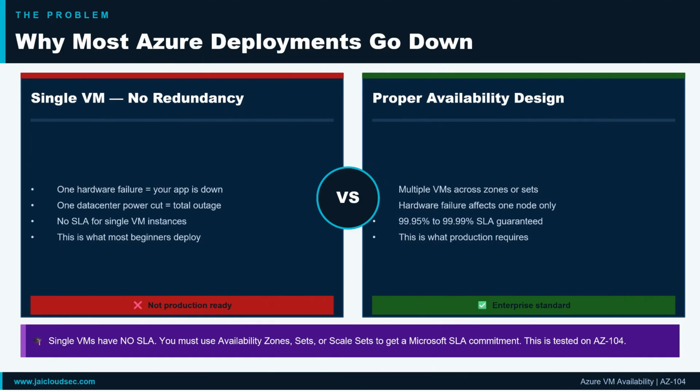Exam tip: single VM equals no SLA. Any availability option equals SLA. This exact point is tested on AZ-104. Know the SLA numbers: 99.95% for availability sets, 99.99% for availability zones, and VMSS.